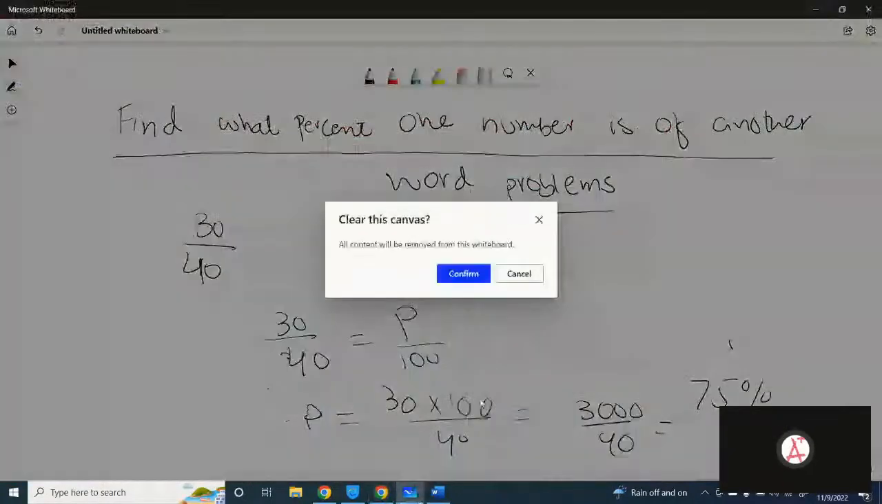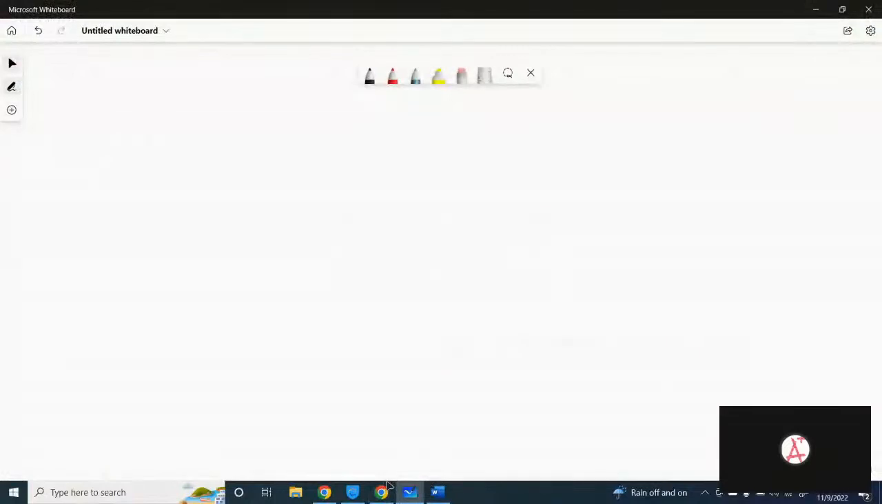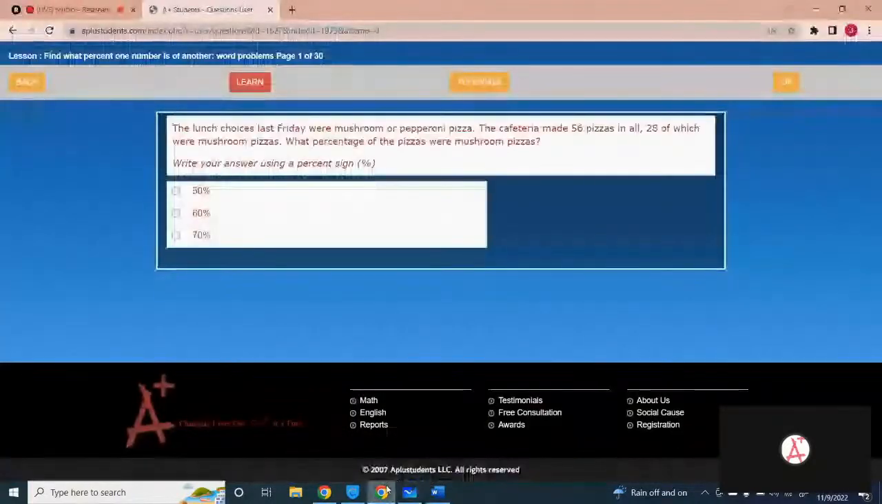Okay, let me read the question. The lunch choices last Friday were mushrooms or pepperoni. The cafeteria made 56 pizzas in all, 28 of which were mushroom pizzas. What percentage of the pizzas were mushroom pizzas? So 28 out of 56 were mushroom pizzas. You have to calculate the percentage.